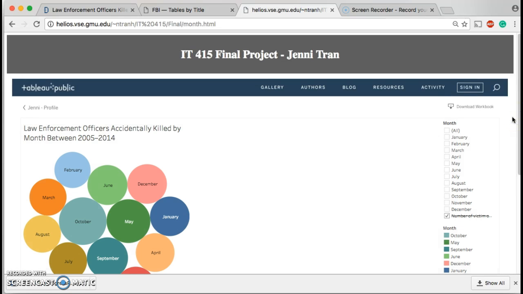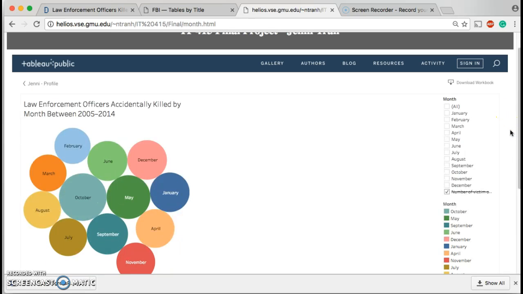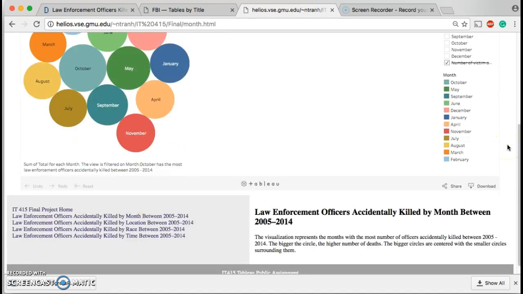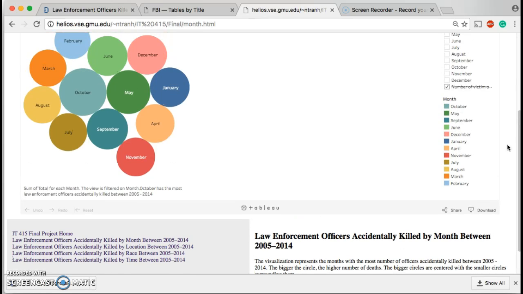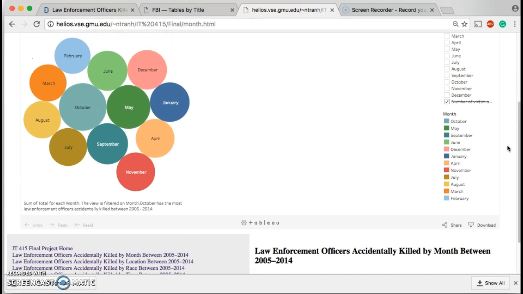So the first chart represents the number of law enforcement officers killed by month between 2005 and 2014. The visualization represents the months with the most number of officers accidentally killed between the years. The bigger the circle, the higher the number of deaths, and the bigger circles are centered, with the smaller circles surrounding them.